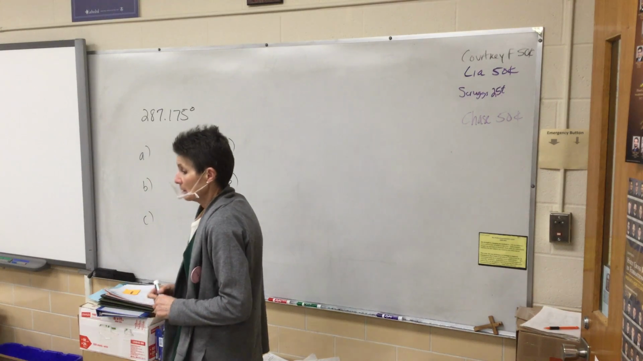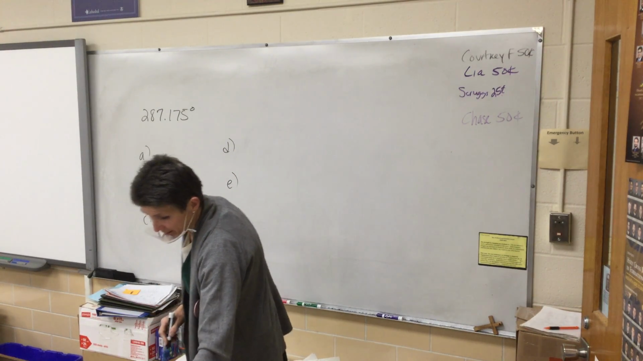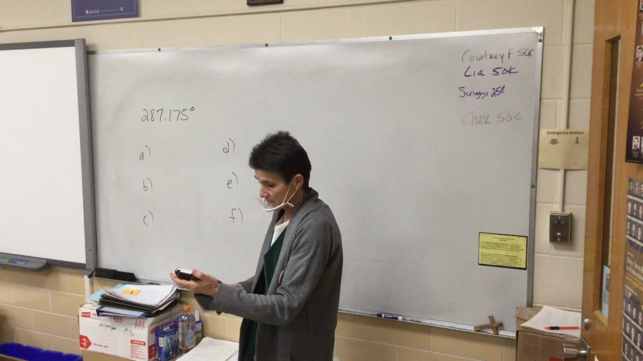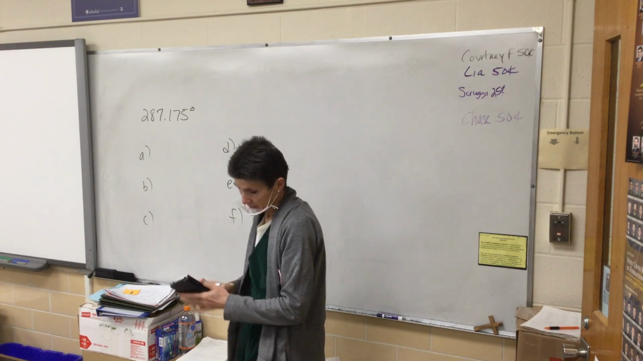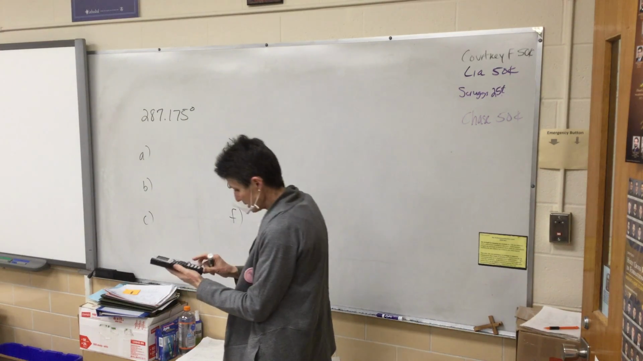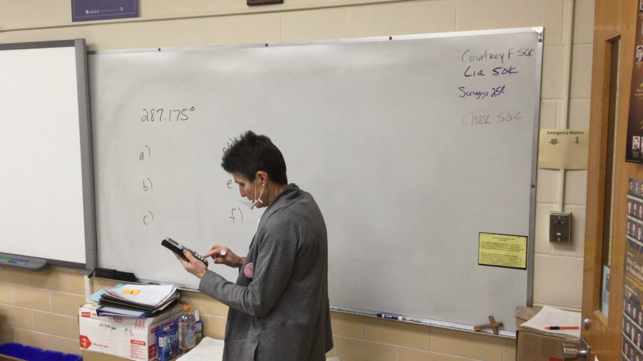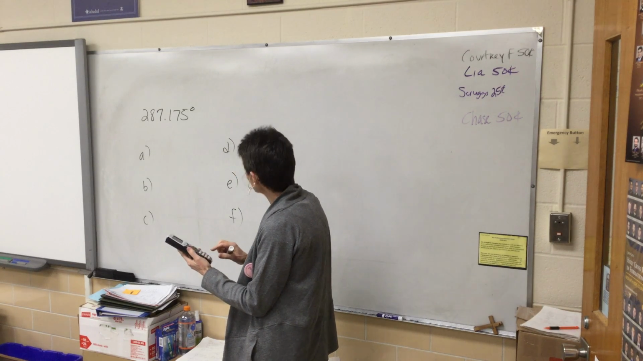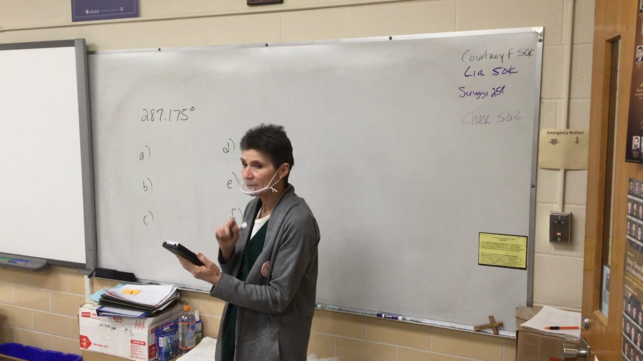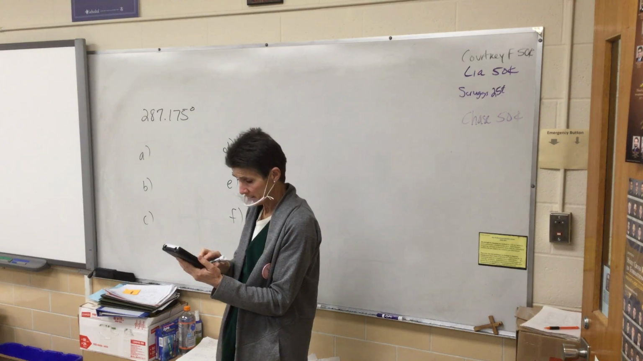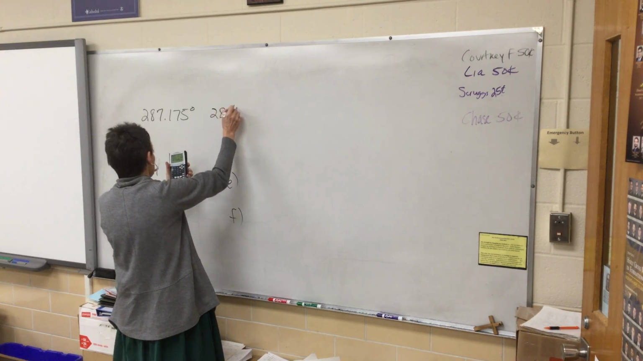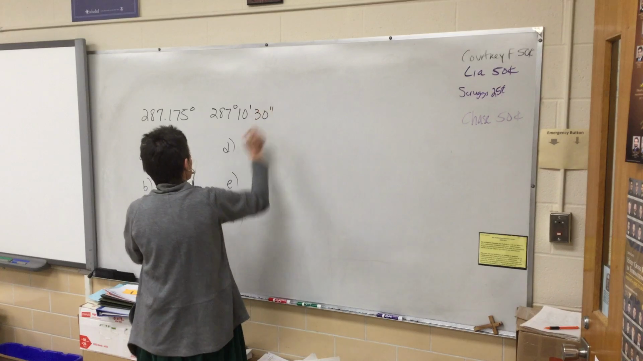Which practice test are we on? Number 2. So we're on practice test number 2, and we are ready for problem number 8. This is where we left off yesterday. Convert to degrees, minutes, seconds. All right, so I just type in 287.175. Then I go to second angle, DMS, and it gives it to me. So it's 287 degrees, 10 minutes, and 30 seconds.